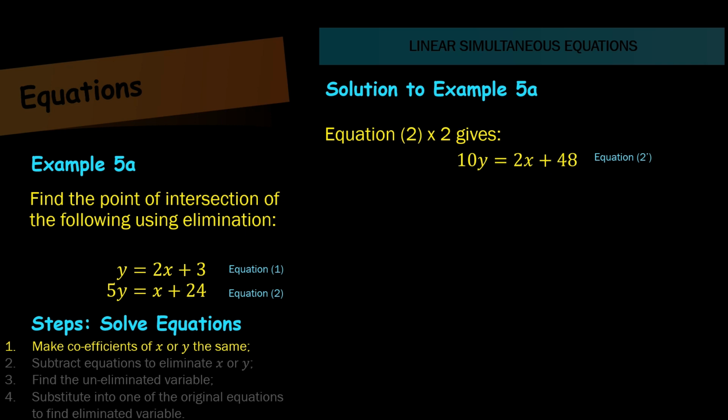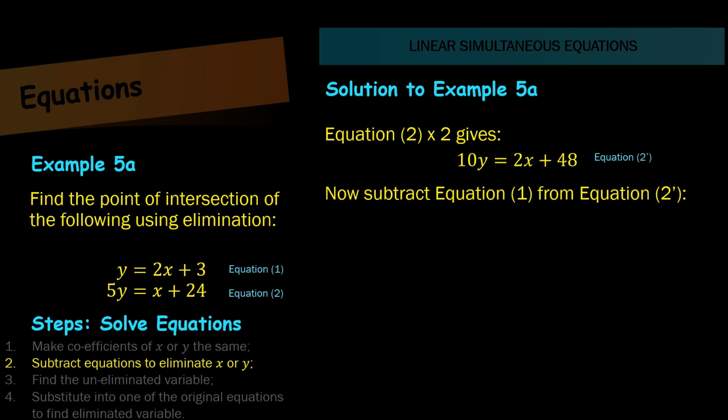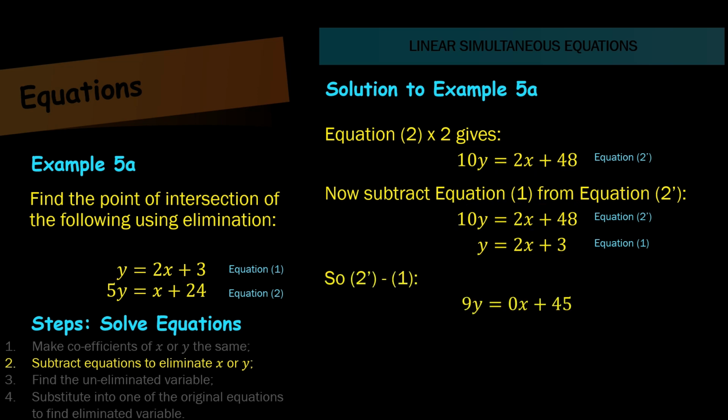Now subtract equation 1 from equation 2' to give 9y equals 0 times x plus 45. 10y minus y equals 9y. 2x minus 2x equals 0x. And 48 minus 3 equals 45. So dividing both sides by 9 gives y equals 5.